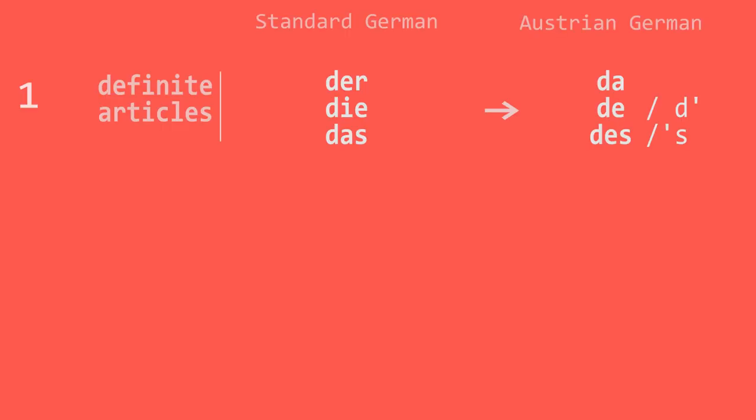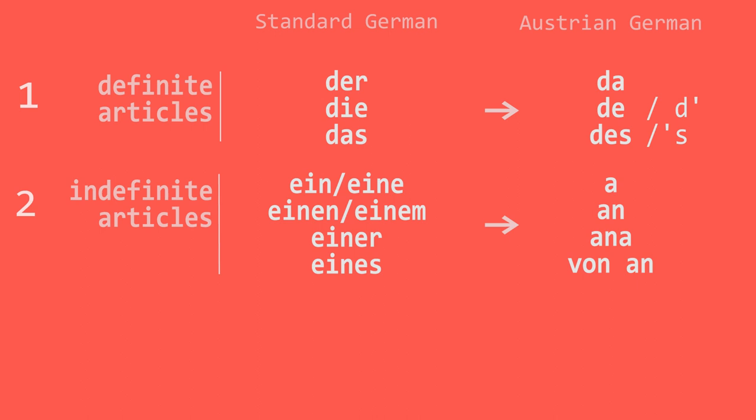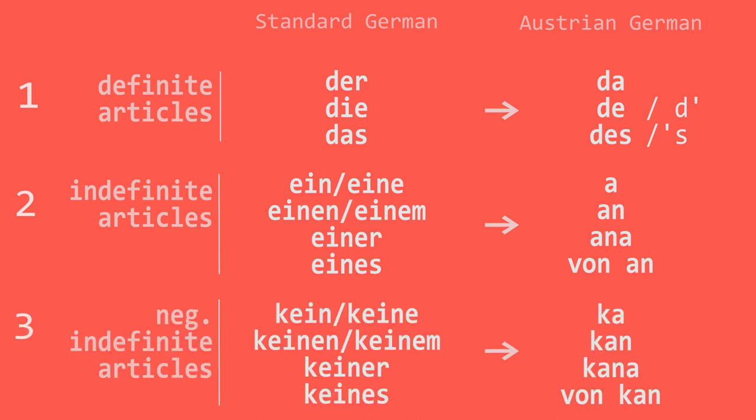Now, guys, as a final step, let's summarize what we have practiced today. We covered the definite articles, der, die, das. We covered the indefinite articles, eine, ein, eines, einer, einem, einen. As well as the negative version of it. Kein, keine, keinem, keinen, keines, keiner. Well, those were all those rules.